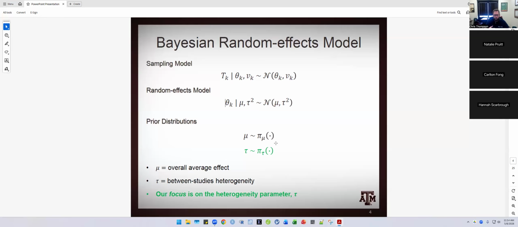Our focus today is going to be on the prior distribution for tau. So I'll be focusing on how to specify this, how it's done currently, and then one new idea to do it as well.